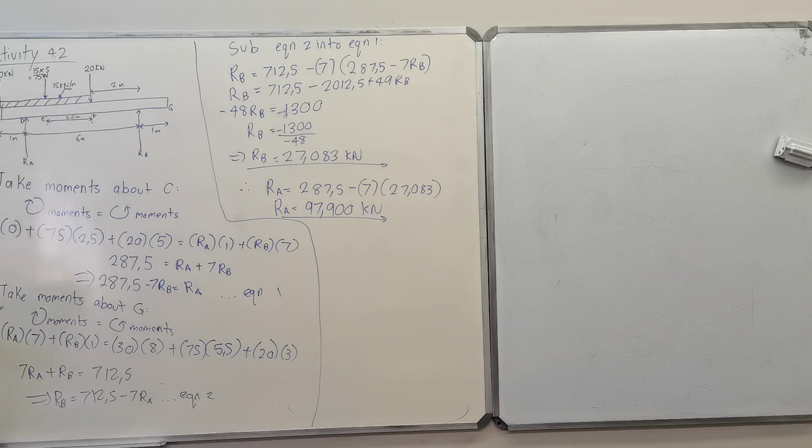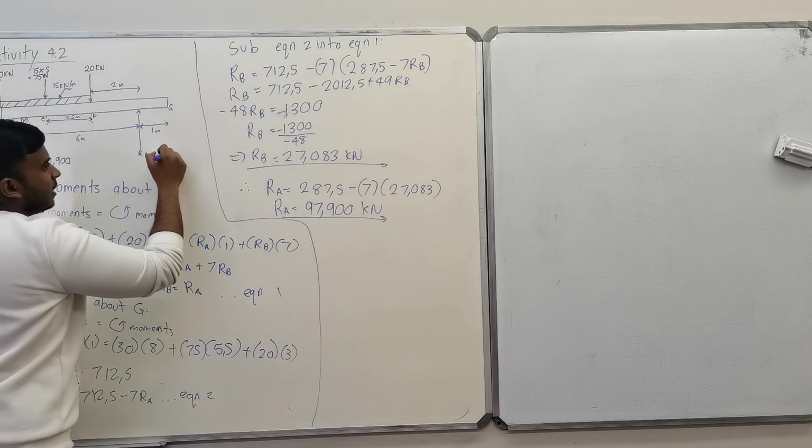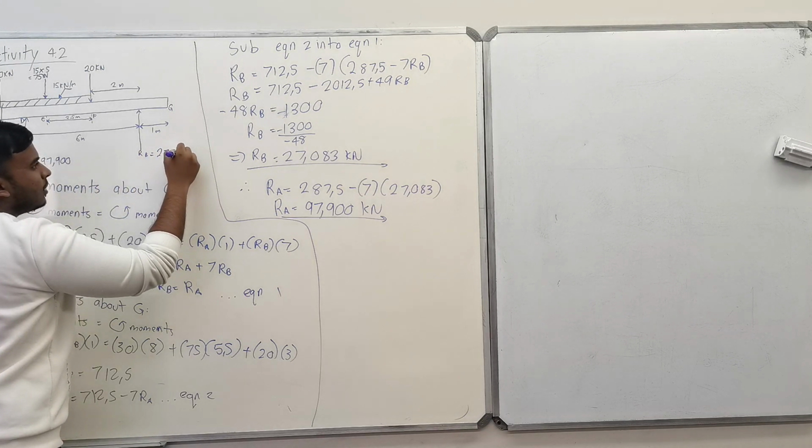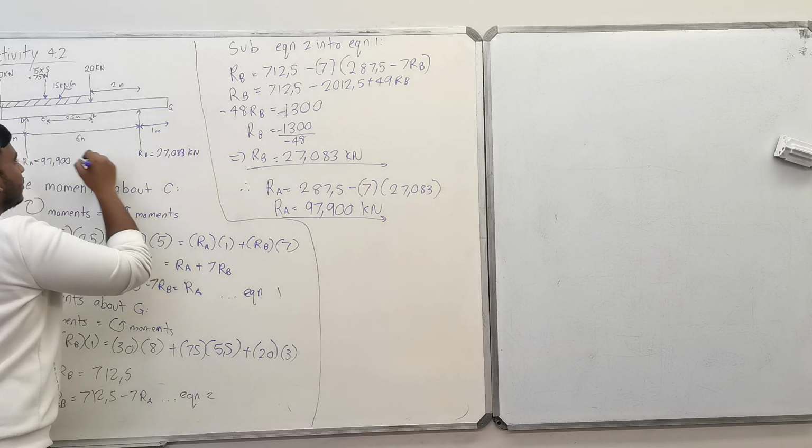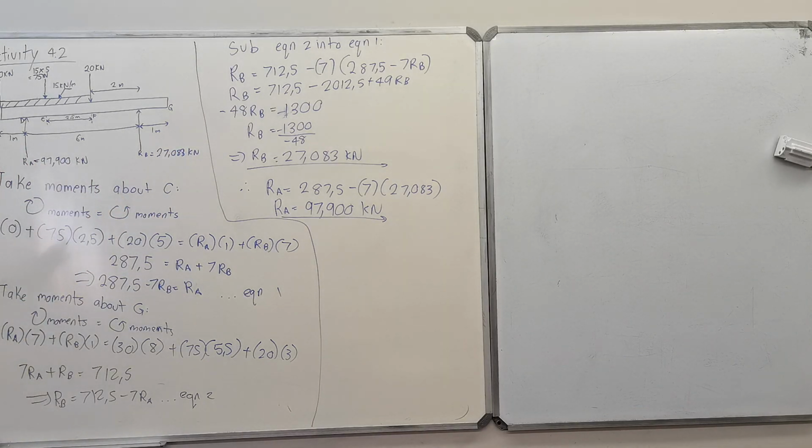So that's straightforward, right? So I'm going to write down what our force values are here. This is 97.900. This here is 27.083 kilonewtons. Okay, this is normal, what we did before. Now the next question they ask you is to calculate the bending moments at C, D, E, F, RB and G. Okay, so point D is actually where RA is, right? I don't know why they never label this, but that's fine. So bending moments, right?